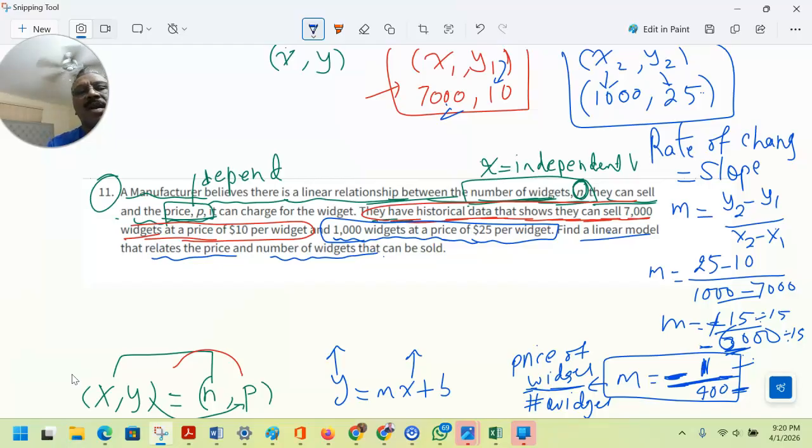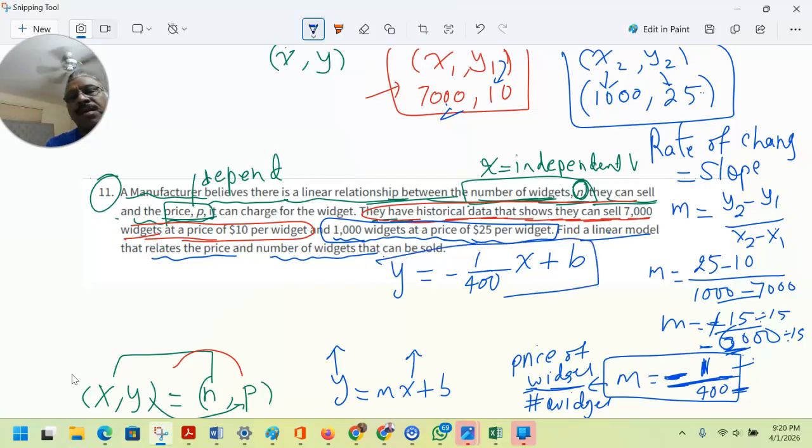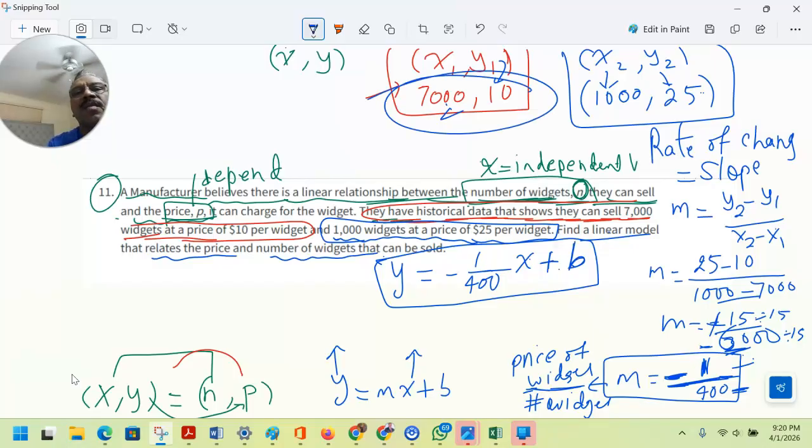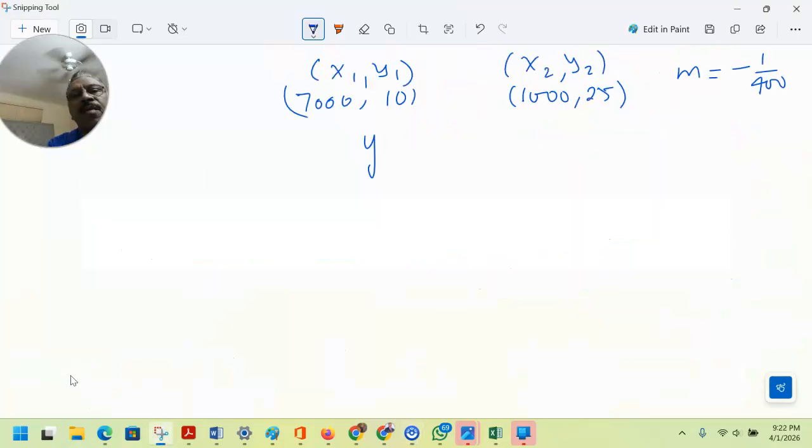But when we write the formula, we can directly say y equals minus 1 over 400, and now x is the number of widgets, plus b, which is what we need to figure out. To find b, we'll plug a point in. So your y is minus 1 over 400 x plus b.